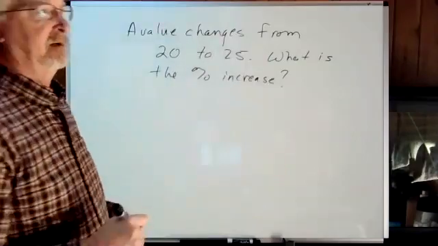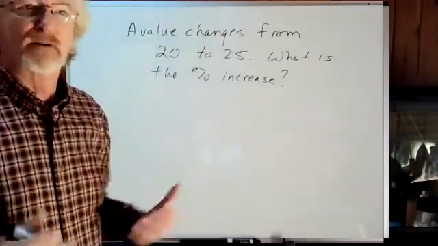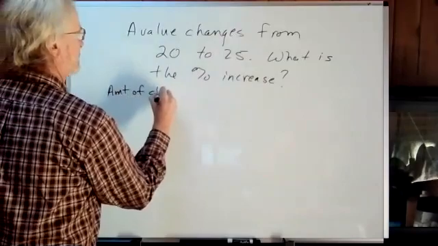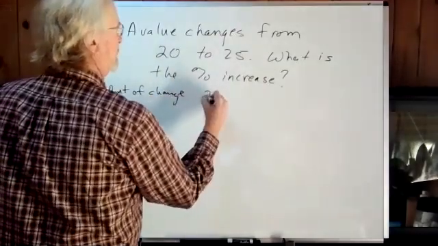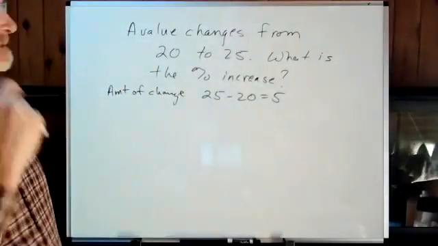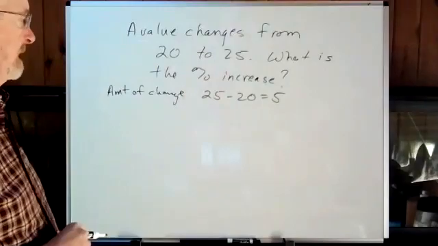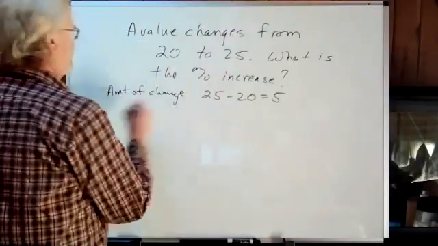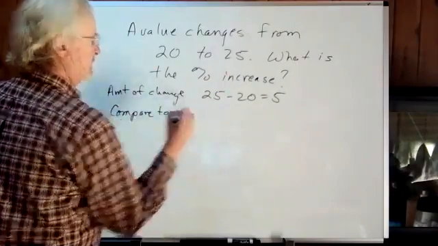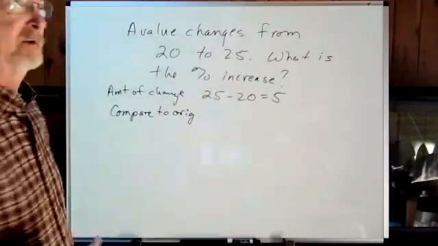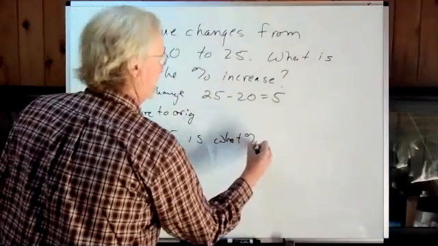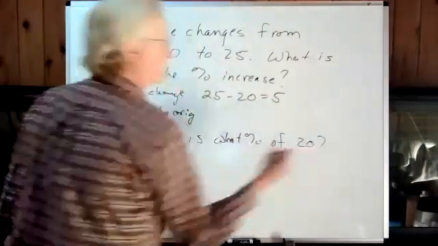So percent increase, that's that one where you want to find the amount of change first. How much did it change by? Well, it's always just a difference, a subtraction problem. So it changed by 5 points, a value of 5. So then we always compare to original. Compare that amount of change to the original value. 5 is what percent of, and 20 was the original.